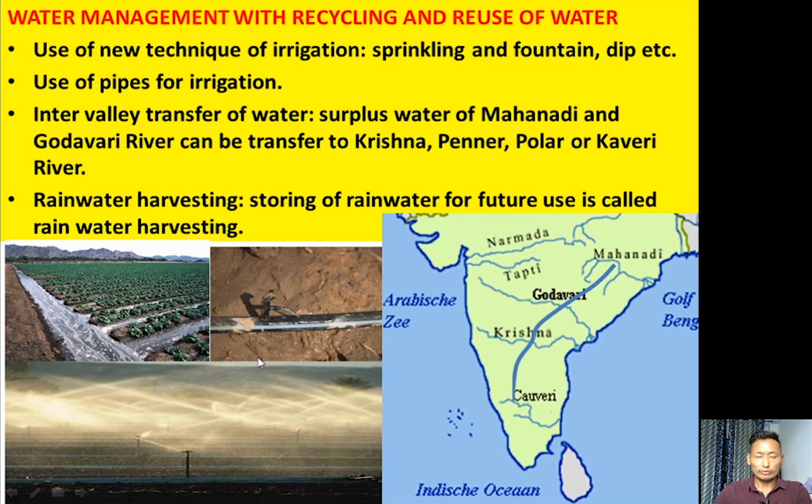Use of pipes for irrigation. We can use pipes for irrigation because if we use the traditional method, most of the water gets lost through leakage problems and also evaporation. So instead of that, we can use pipes for irrigation in order to save water.